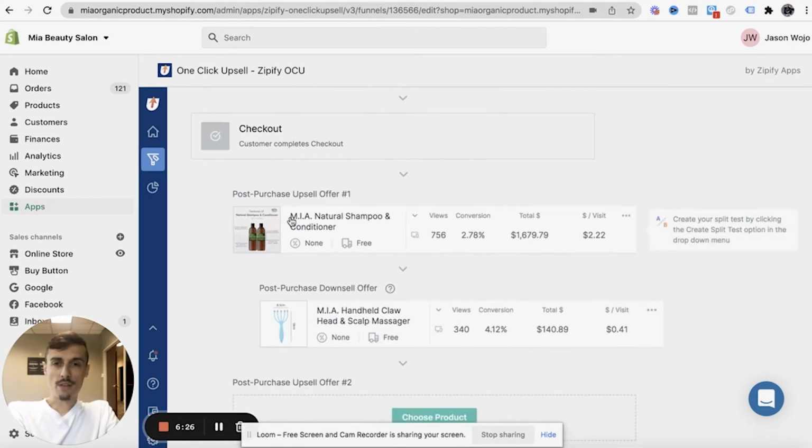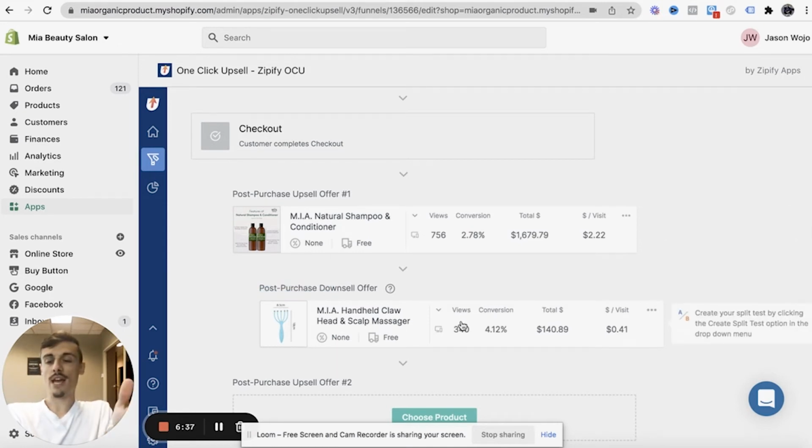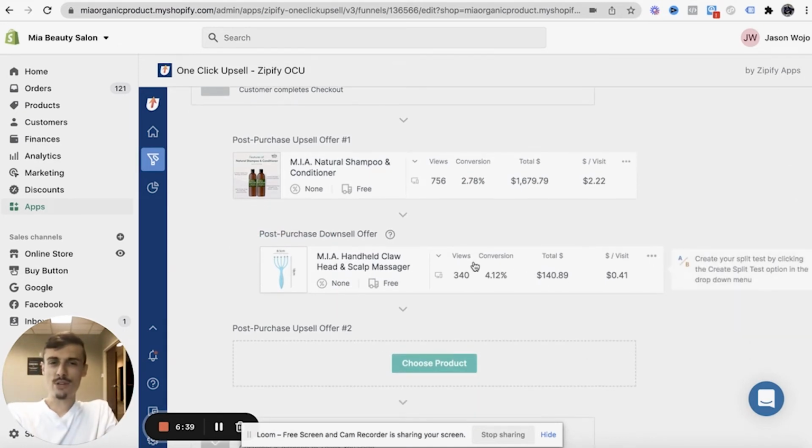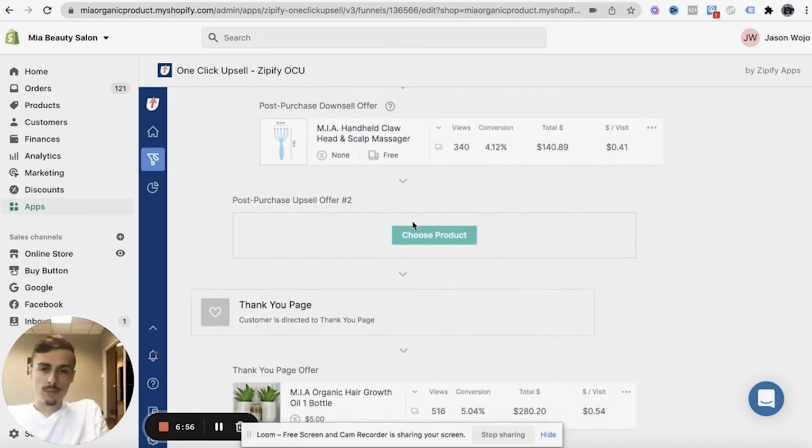Okay, first upsell is, all right, cool, you got this hair oil, get the shampoo and conditioner. That's converting at 2%. And then our downsell, if they say no to this, the downsell offer is, all right, you know what, at least get this head and scalp massager. And that's not doing as well as I'd like. It does have a higher conversion rate. But at the same time, even if the views were twice, even if the views were at 756, my conversion rate would stay the same, but I would only make $280 because I'm just doubling this amount of views. So I don't think it would convert much more.